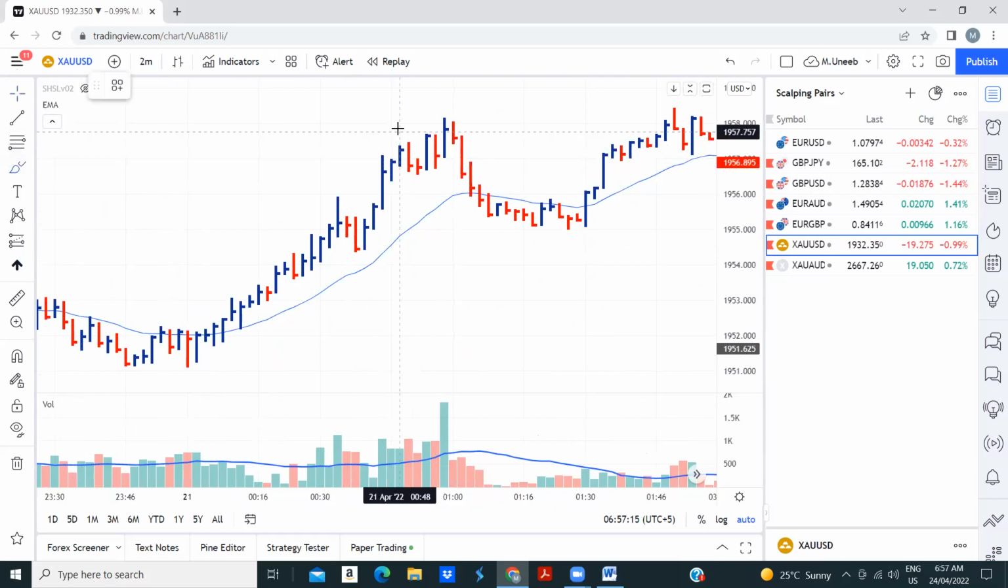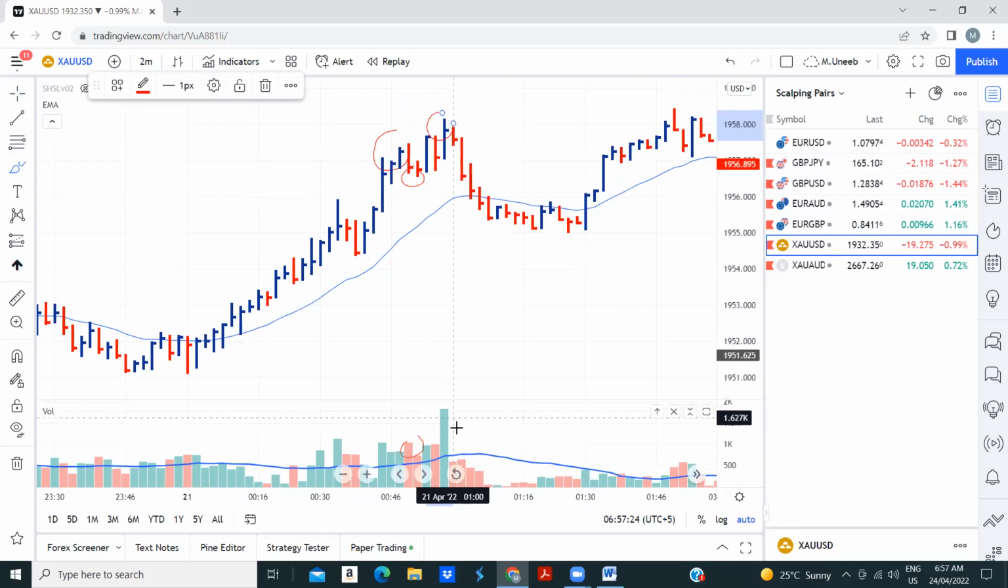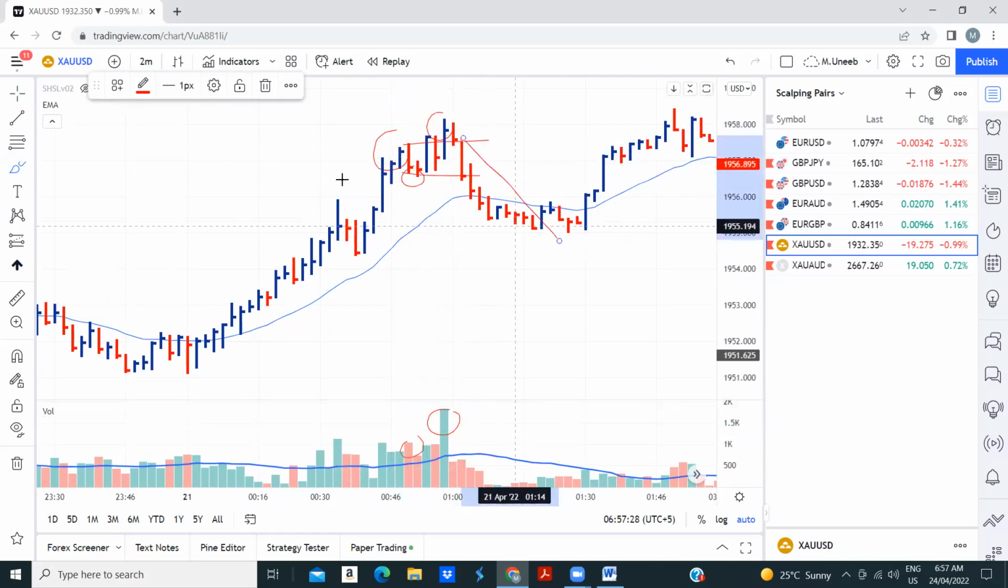Now you see here again, high volume on top. You see low volume on bottom, swing low, swing high again, high volume. And then this is a distribution pattern, and the market reversed.